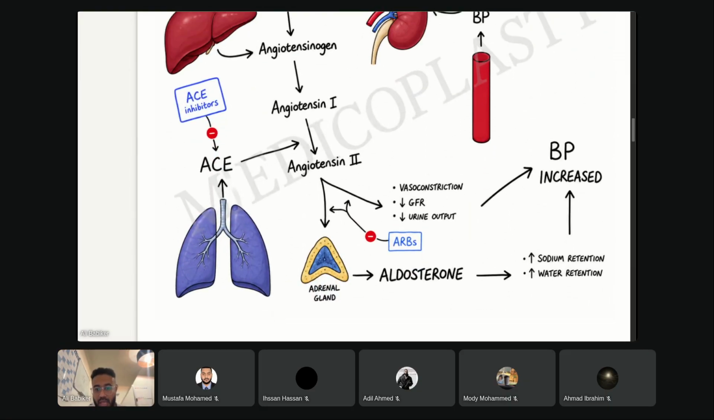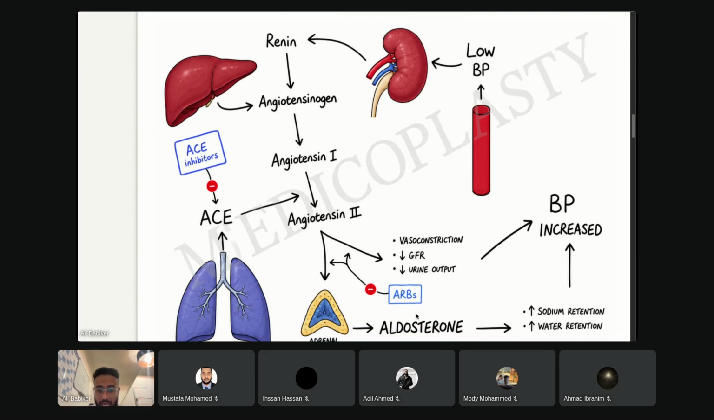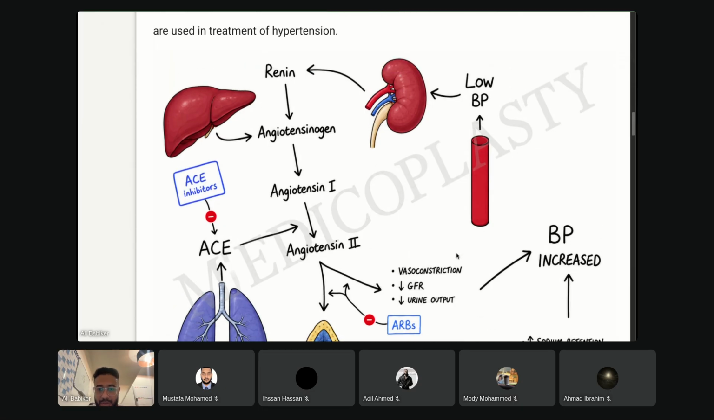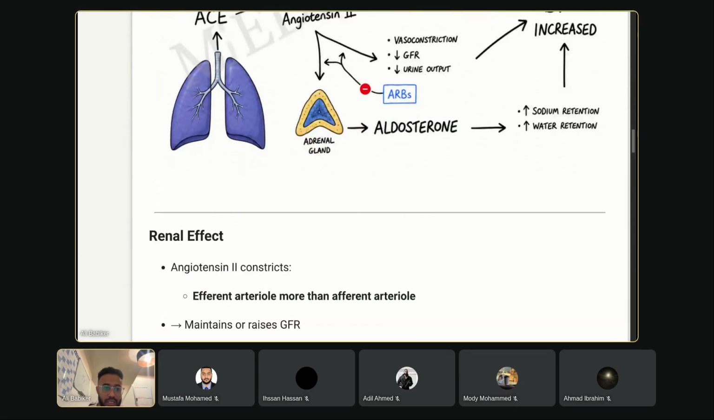Okay. There's another type of medication we call ARBs, angiotensin receptor blockers, which the name says it all. They just block the receptors, that's all. All right. This image is very self-explanatory and very easy to understand.